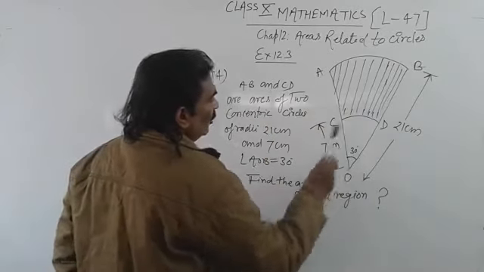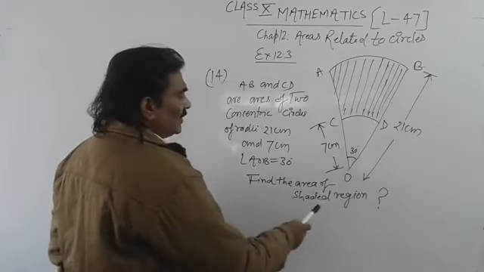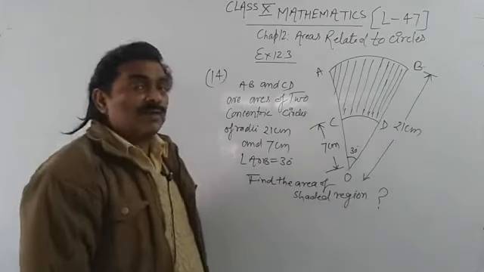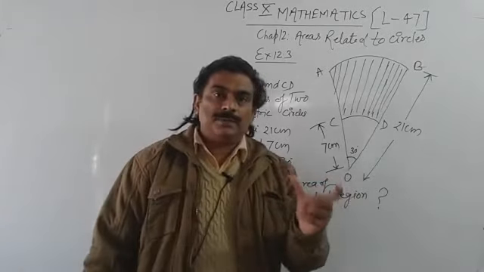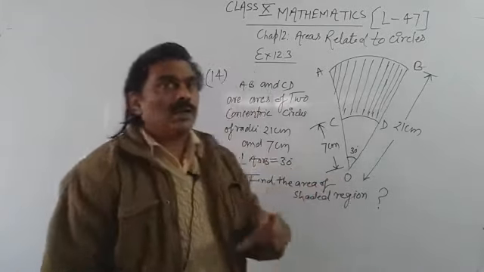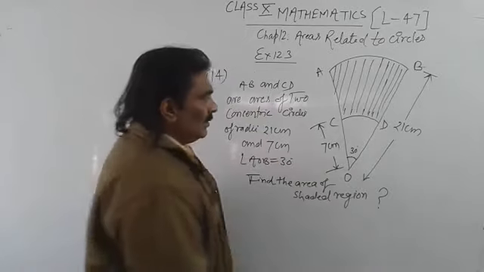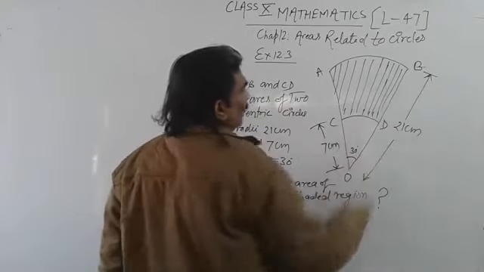The radii are 21 centimeter and 7 centimeter. Angle AOB is 30 degrees. Find the area of the shaded region. We have to find the area of the shaded region. Students, here we have arcs of two circles of radius 7 centimeter and 21 centimeter.